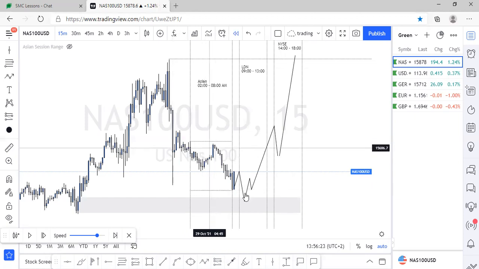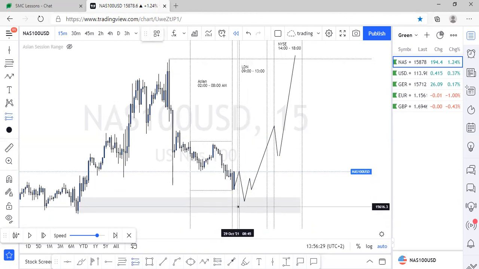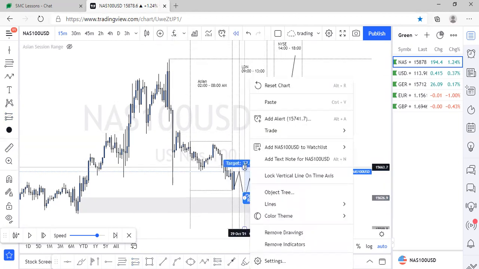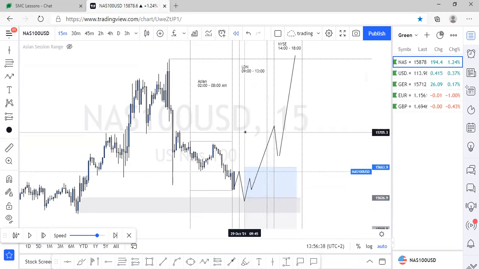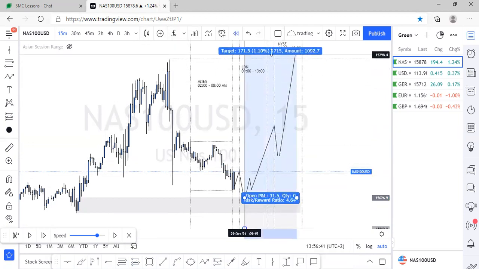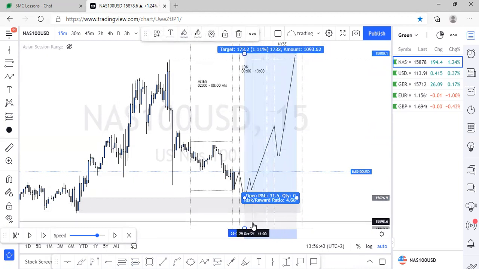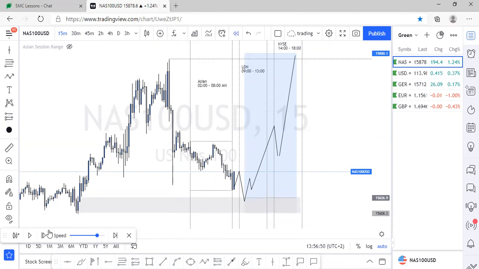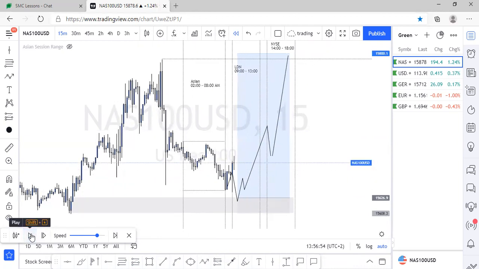Like I said, the market creates liquidity on the high and then on the low. It's a must for us to manipulate this low, coming to this point of interest. So you can set your limits from the London session, targeting the previous high, and your stop loss is just 18 pips. So let's see.